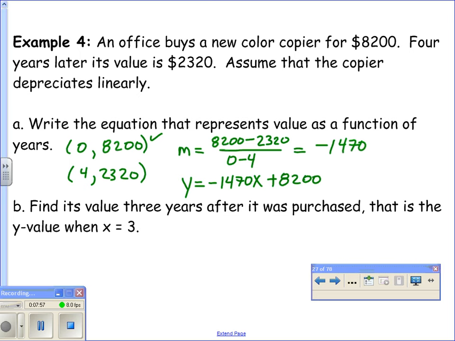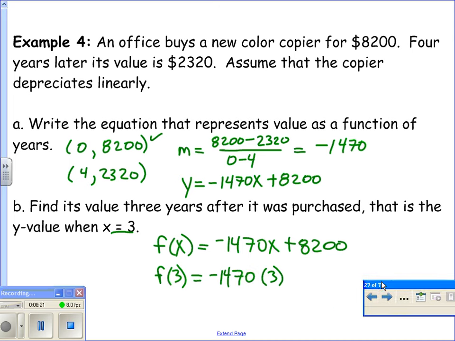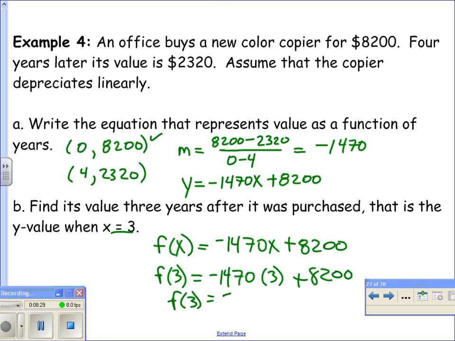Okay, so there's the equation of the line, and then we're going to find its value 3 years after it was purchased. So that just means taking 3 and plugging it into your equation. So let's say we call it a function, f of x equals negative 1,470x plus 8,200. And it did ask us to write it as a function, so we should use that function notation. So f of 3, and that means 3 years later, it is going to be worth $3,790. And if you think about it, that makes sense.